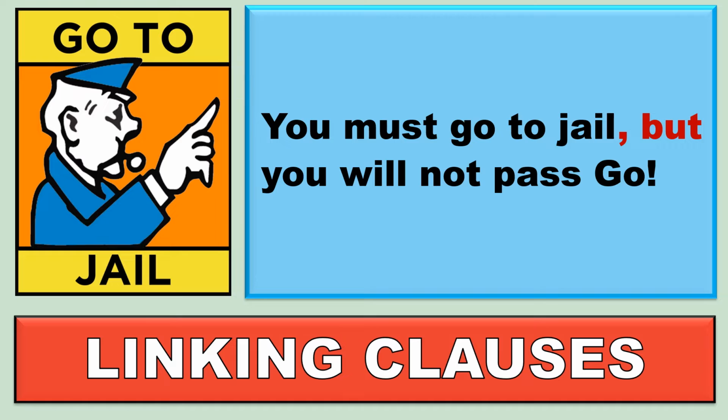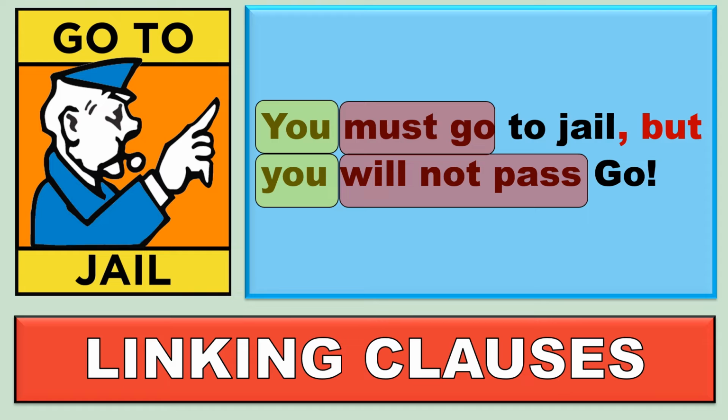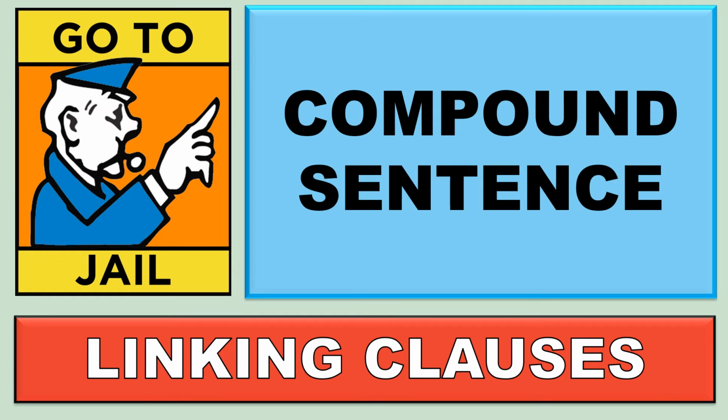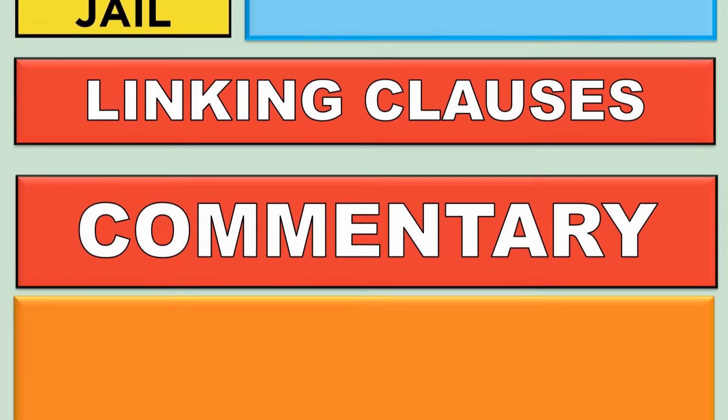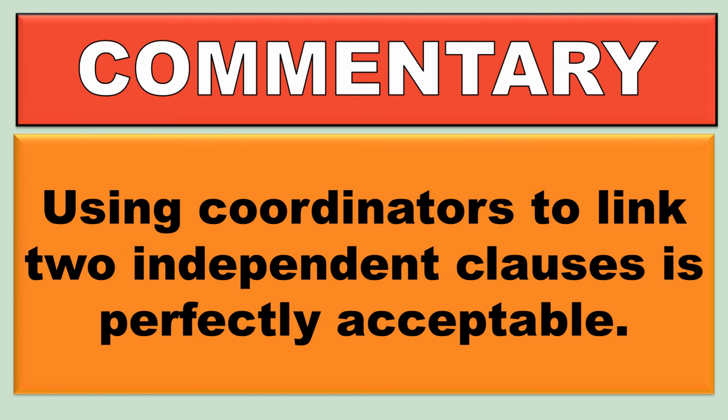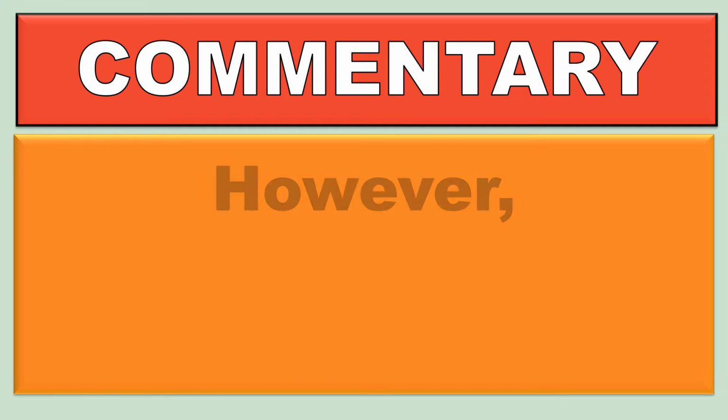Obviously, this is the most common and most accepted use of a conjunction to introduce a clause because we have two complete sentences here. We have a subject, you, in the first sentence, and you again in the second clause. And then we have our predicate, which is the verb, must go, in the first clause and will not pass in the second clause. So we've got two complete sentences, a comma, and a but. And this creates the compound sentence. So, using coordinators to link two independent clauses is perfectly acceptable.